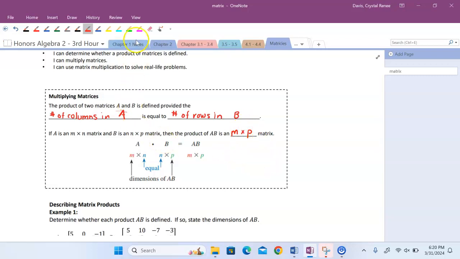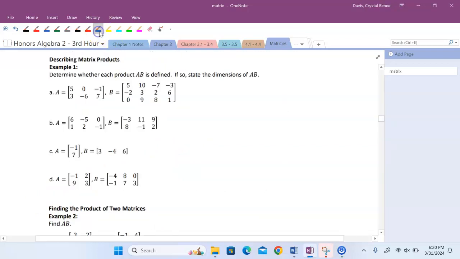So let's look at this. We're multiplying an M by N matrix times an N by P matrix. In order to be able to multiply, these must be the same. If these are different, you cannot multiply the matrices. If these are the same, then you can multiply the matrices, and the product is going to be an M by P matrix. So the insides tell you whether or not you can multiply them. The outsides tell you the size of the matrix when you do multiply them.